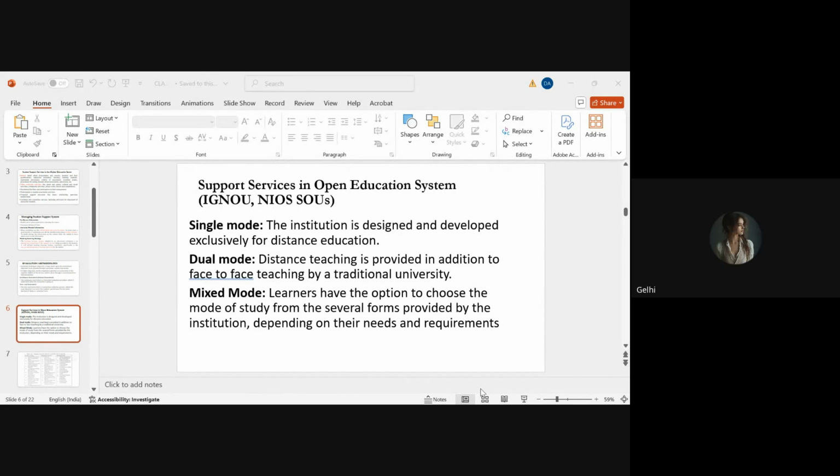No, sir. No, sir. So what is IGNOU? Single mode. A single mode.